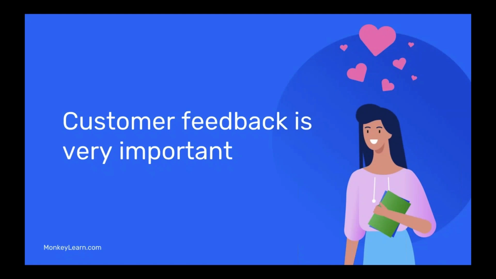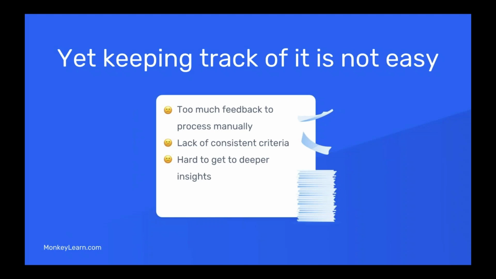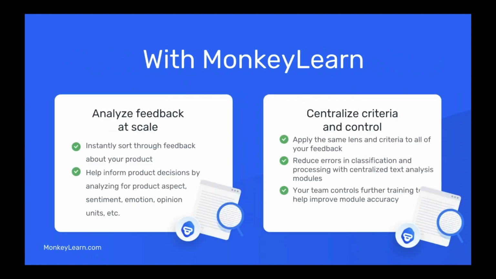Well, in this case, what we're going to be seeing is how to use customer feedback. And customer feedback, we can all agree, is very, very important, but keeping track of all of it is not easy at all. It keeps growing. We get more reviews, more feedback from customer support, more feedback from chats, and it's just basically too much to process manually. There are some problems, like a lack of consistent criteria, and it's very hard to get deeper insights without having a data scientist team or actually drilling down into the data manually. So what you can do with MonkeyLearn is basically analyze this feedback at scale. You can sort through all of it.